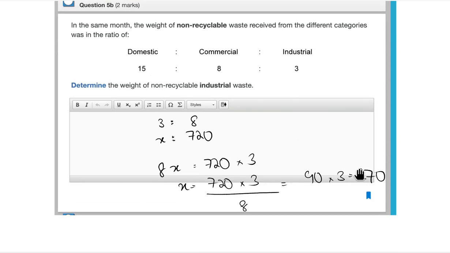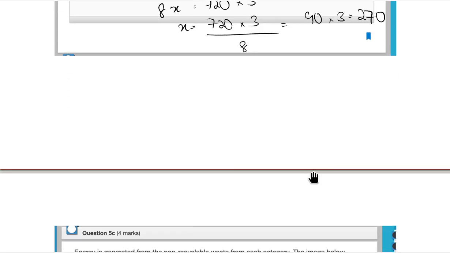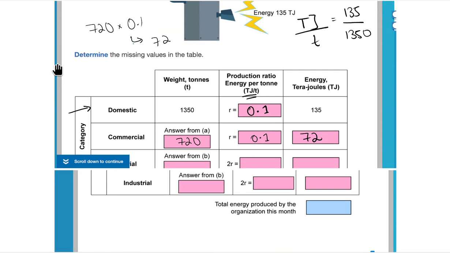The answer of B was 270 for the industrial waste. 270. And we have 2R. So basically R is being multiplied by 2. The ratio is by default supposed to remain the same. So 0.1 times 2 becomes 0.2. And if we multiply 270 with 0.2, we get an answer of 54. Let me verify. Yes, we get 54.